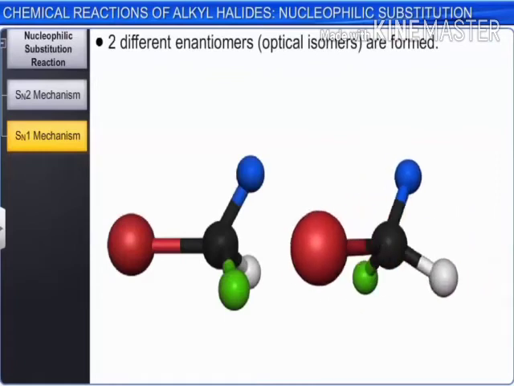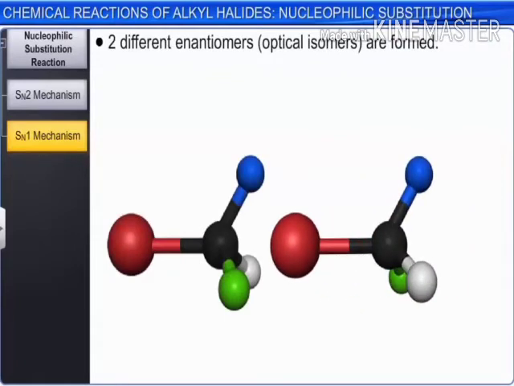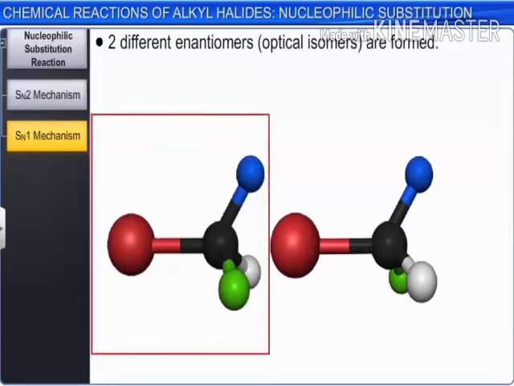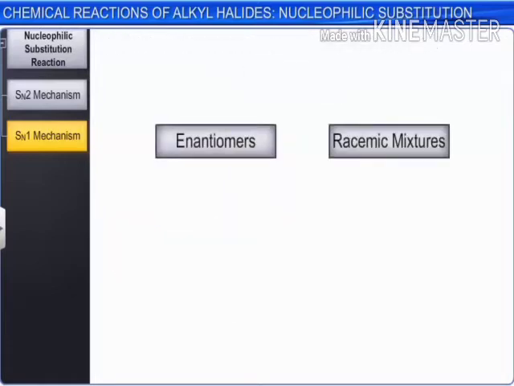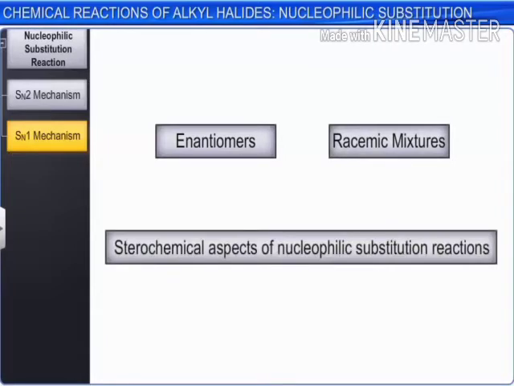Even if we rotate the right-hand molecule around the bond between the black and blue atoms, it still doesn't match the left-hand molecule. We call these enantiomers. In the SN1 mechanism, both enantiomers are equally likely to form. This is called racemization, and such 50-50 mixtures are called racemic mixtures. You will learn more about terms such as enantiomers and racemic mixtures, as well as about the stereochemical aspects of nucleophilic substitution reactions, in the next module.